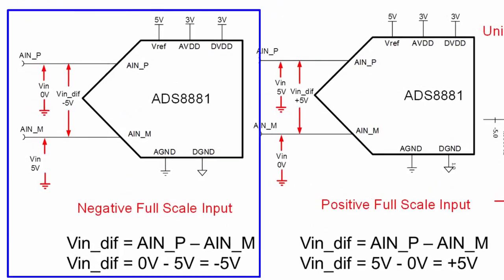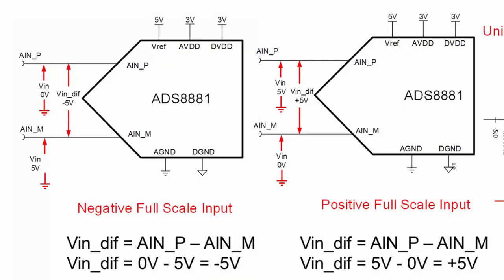The figure on the left-hand side illustrates a negative full-scale input for the ADS-8881. The differential input is always calculated by taking ANP minus ANM. In this example, ANP equals 0 volts and ANM equals 5 volts, so the difference is negative 5 volts. Notice that although the differential input is negative, neither of the inputs are negative with respect to ground. Thus, this is still a unipolar signal because the inputs are positive with respect to ground.